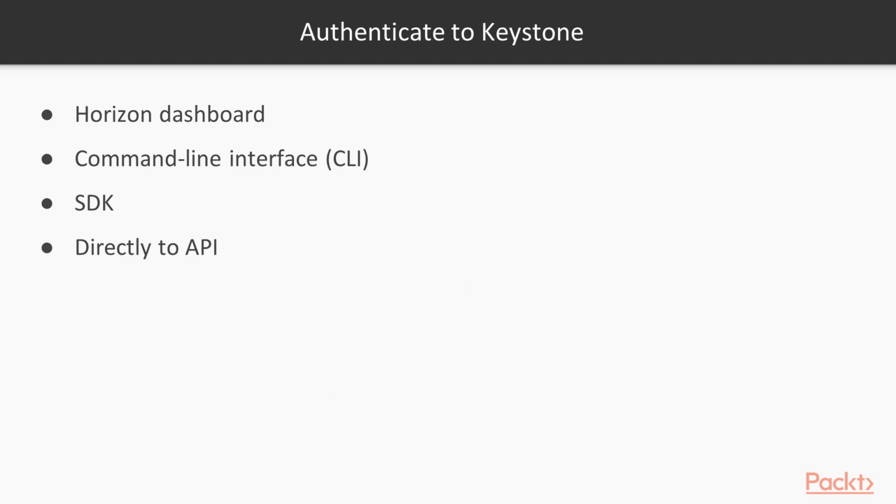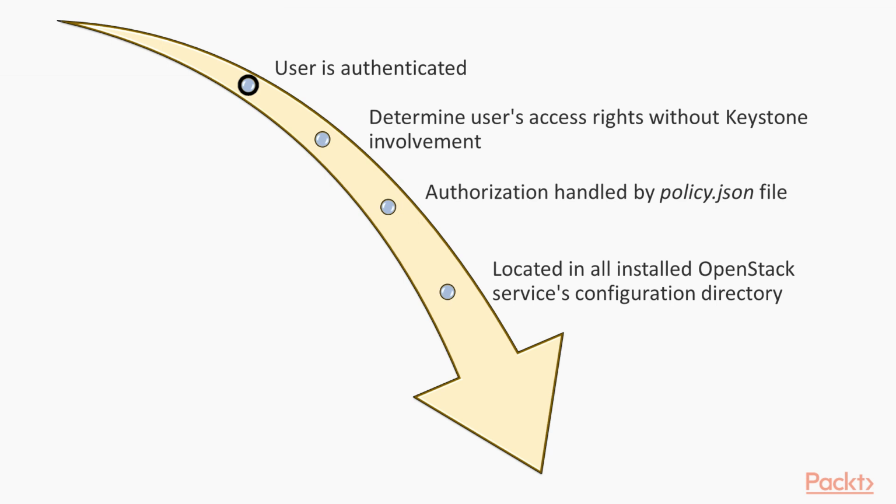All OpenStack users are required to authenticate to Keystone via the Horizon dashboard, command line interface, CLI, SDK, or directly to the API. Once a user is authenticated, Keystone is not involved in determining the user's access rights. This authorization is handled by a file called policy.json, and it lives in each installed OpenStack service's configuration directory.